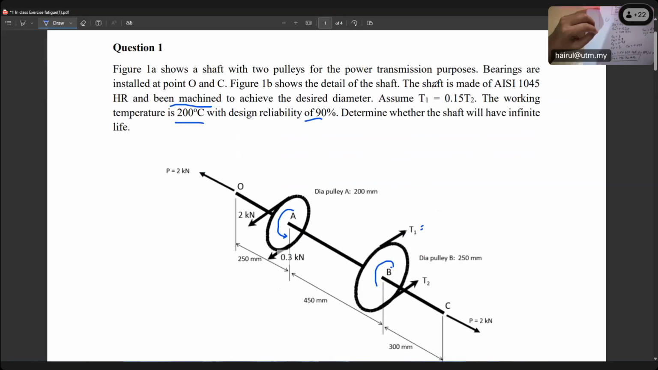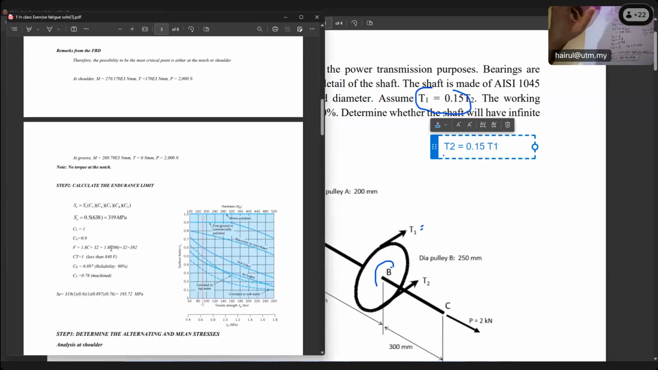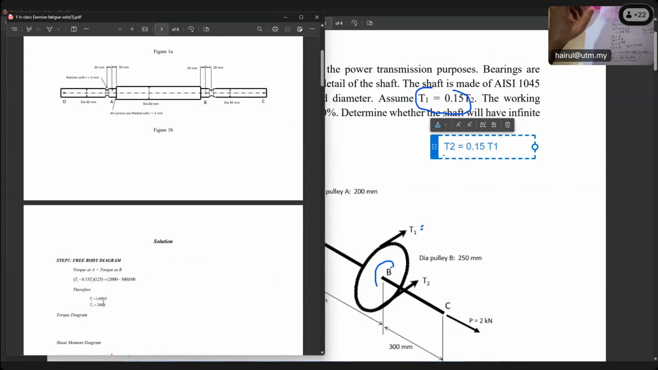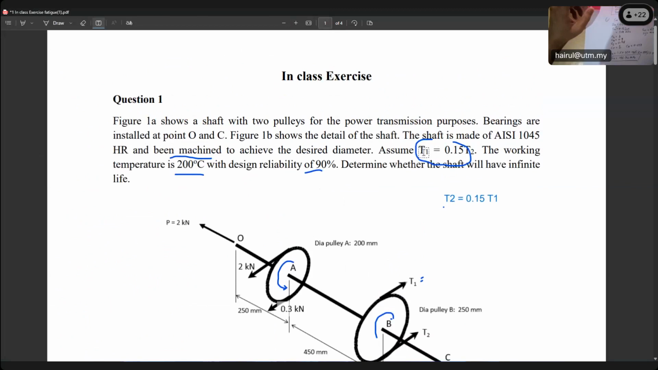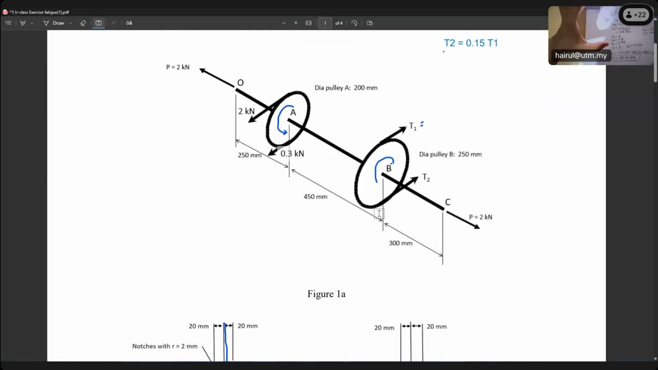This is wrong. Guys, this is a typo. T2 is 0.15 T1. Let me check the solution. I think that one is an error. T2 is 0.15 T1, yes, not T1. It is a typo. T2 is lesser, because the torque is supposed to be like this, right? Okay, I believe you can solve this to do the shear diagram.